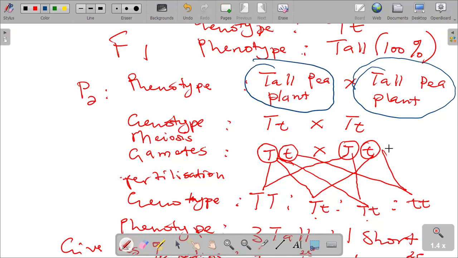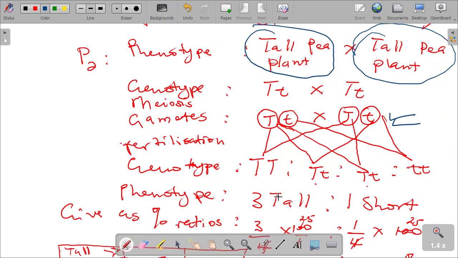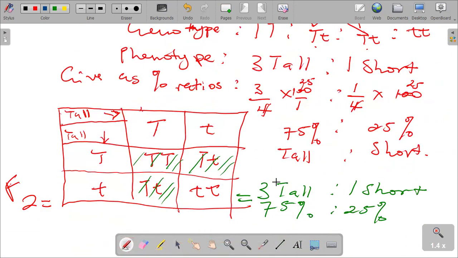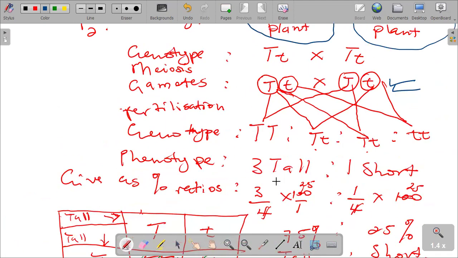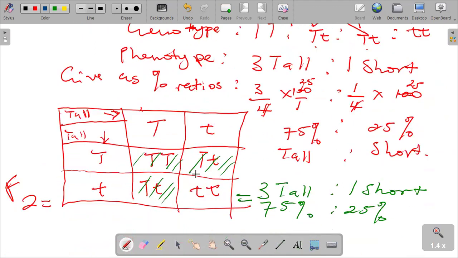When you come to this level, you can therefore divert and come to use what? A Punnett square, because you are picking these gametes here and inserting them into the Punnett square that we have drawn here, showing that these are heterozygous gametes against heterozygous gametes, and then they cross together in order for you to have these chances that we have given: 3 tall and 1 short, 75% tall and 25% short.